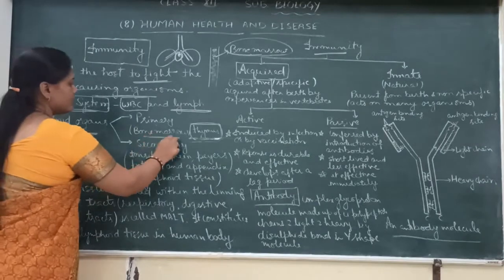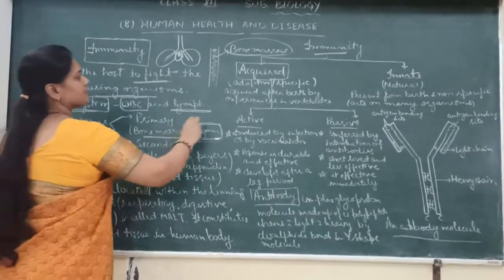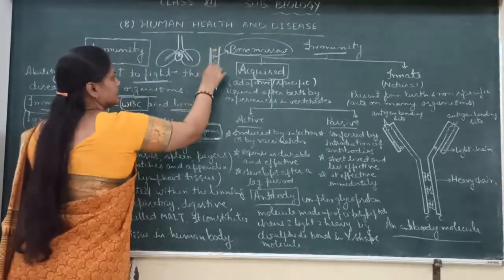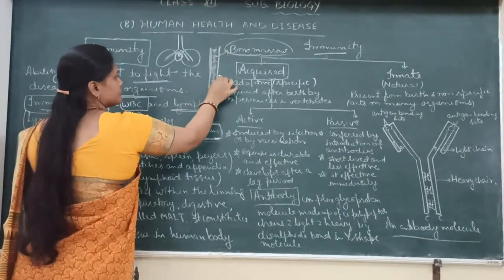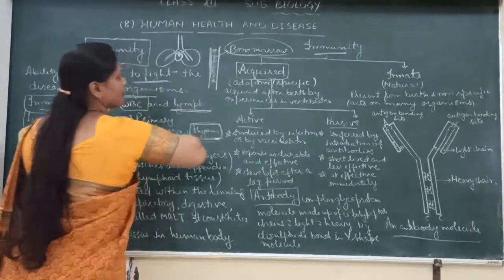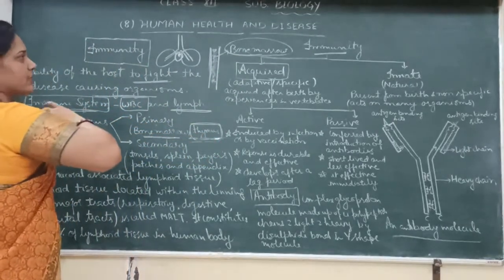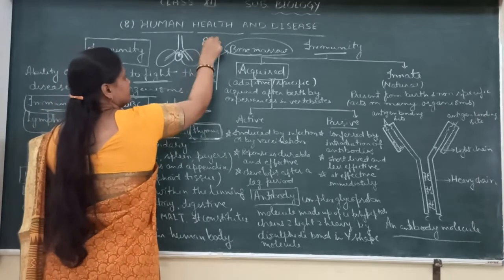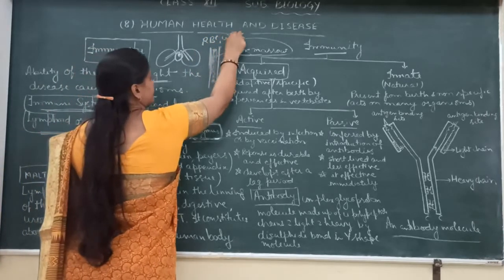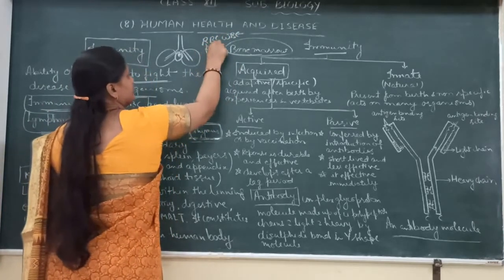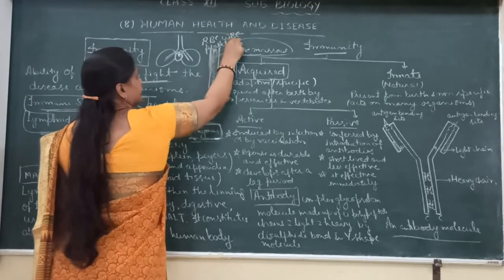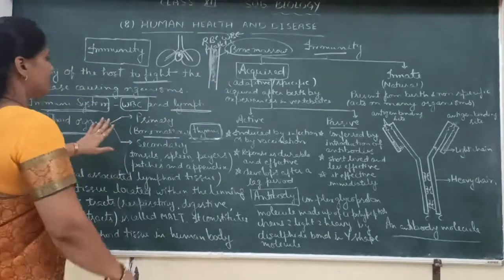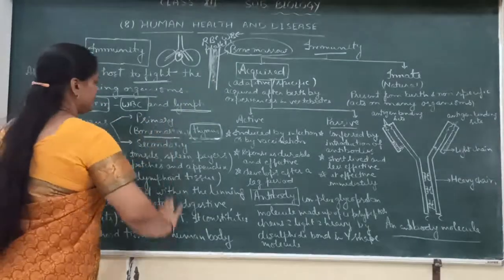And what is bone marrow? Bone marrow is the tissue which is present in the large bones. And what is the function of bone marrow? It produces the blood cells: RBC, WBC, and platelets. All types of blood cells are produced in the bone marrow. So bone marrow and thymus are the primary lymphoid organs.